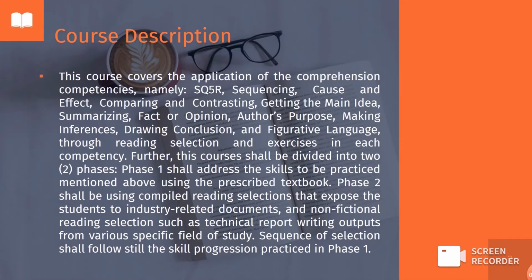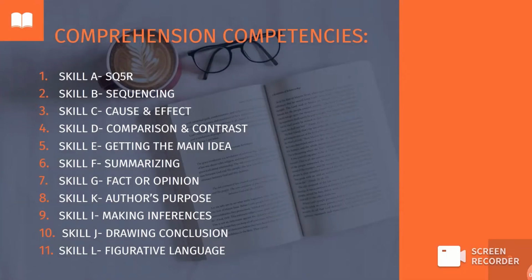For the course description, this course covers the application of the comprehension competencies, and this course shall be divided into two phases. For phase 1, it shall address the skills using the prescribed textbook, and for phase 2 is the compilation of reading selections. Now, these are the 11 comprehension competencies. For your first exam, this will include Skill A, Skill B, Skill C, and D. We have SQ5R, sequencing, cause and effect, and comparison and contrast, and we will discuss them today.